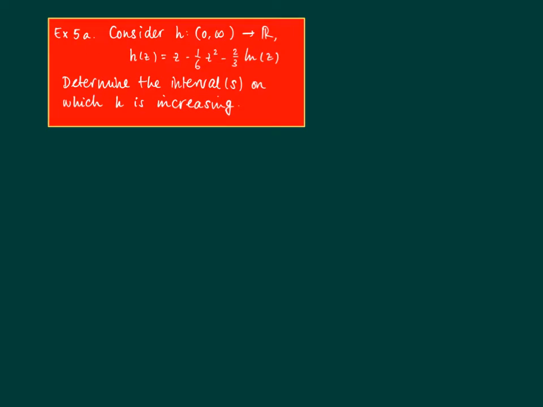So here we consider the function h defined on the positive real axis, and we need to determine the intervals on which h is increasing. Well, we have a differentiable function here, so h is increasing on an interval which is open if and only if the derivative is at least zero for all z.